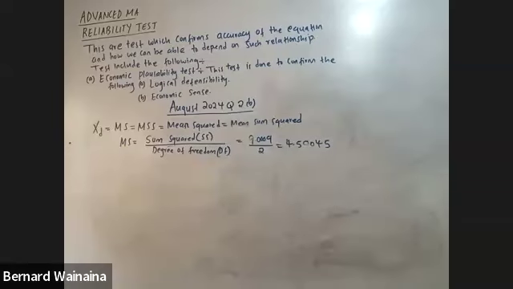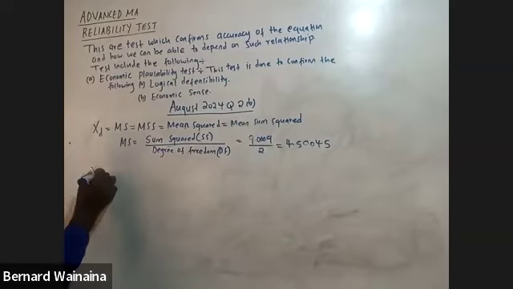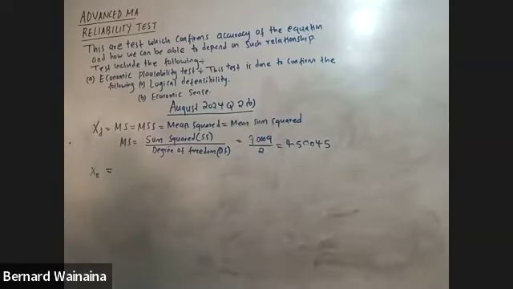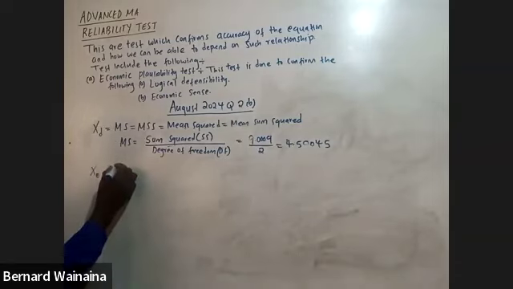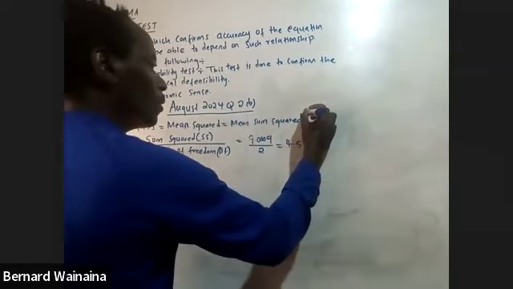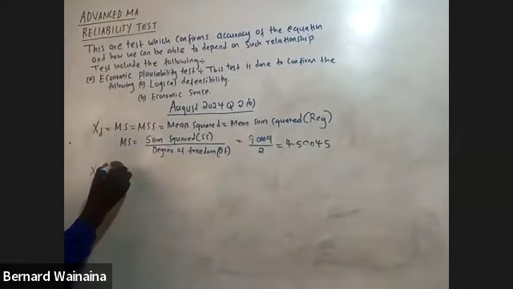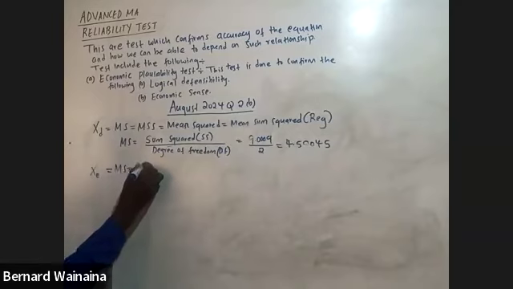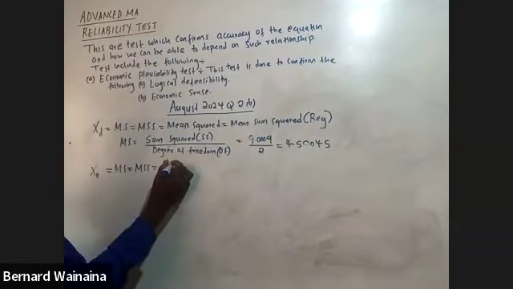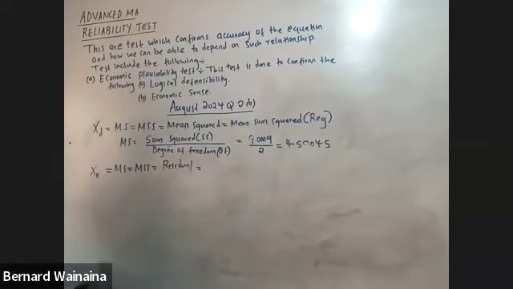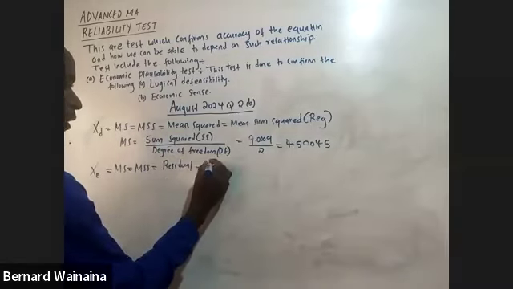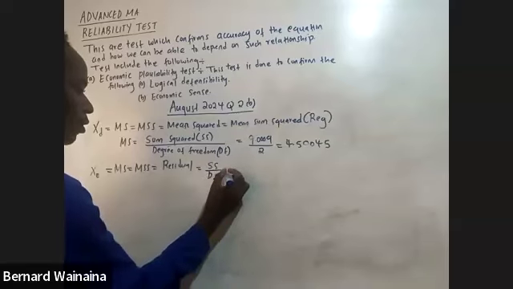We also need to find XE. XE is the one for the residue, and remember, this other one is for the regression. We also need to find the MS, which is MSS, for residue, which is given as SS over degree of freedom.